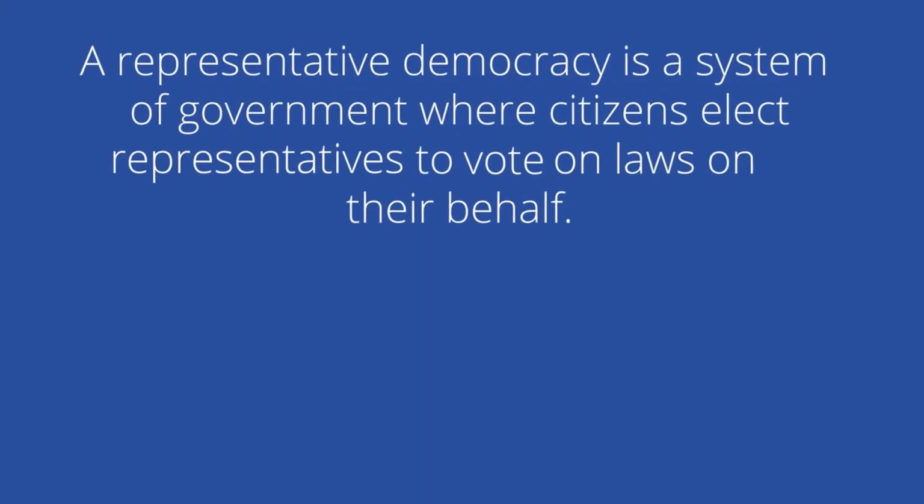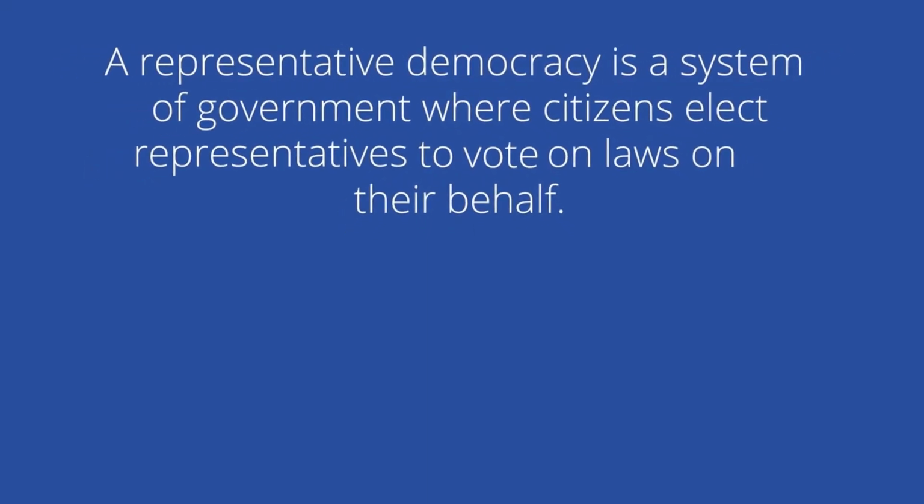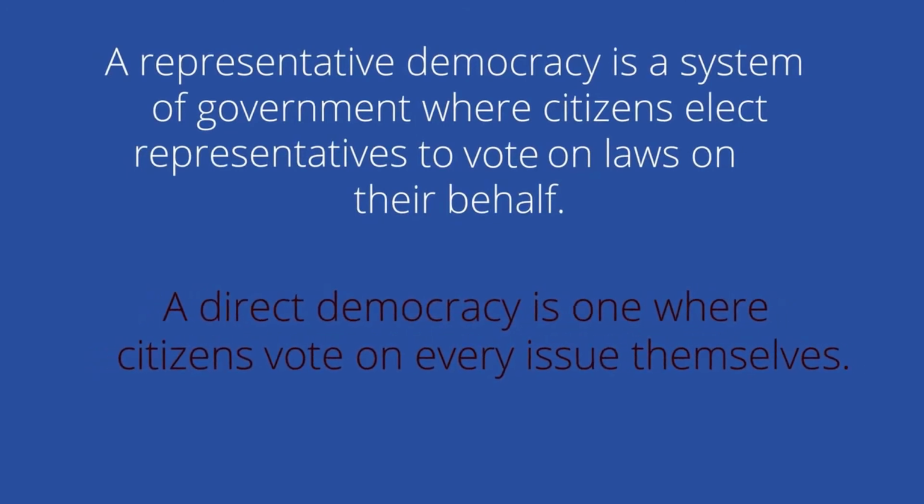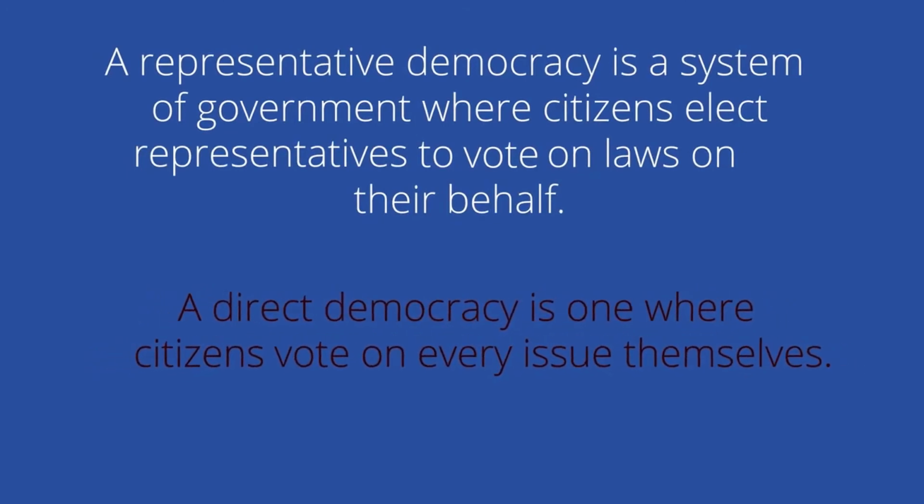A representative democracy is a system of government where citizens elect representatives to vote on laws on their behalf. A direct democracy is one where citizens vote on every issue themselves. The key difference between the two systems is who is voting on laws, elected officials or the citizens.